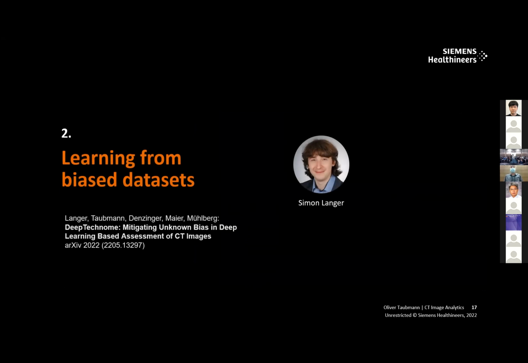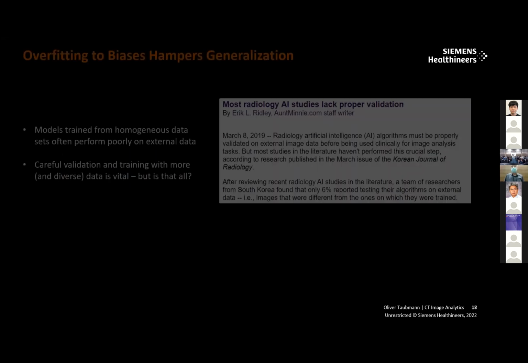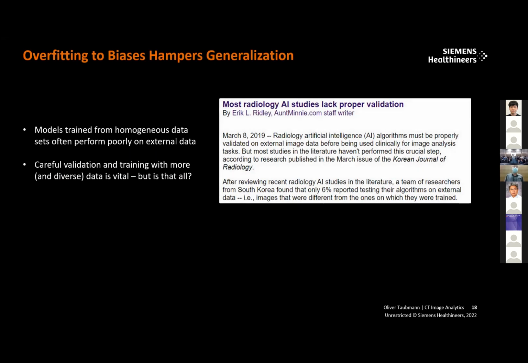So for the second part, I would like to start by talking about bias a little, and this is work by my former student, Simon Lange. And I think we've all seen it reported often enough that many models are trained from data that is too homogeneous, and then those models perform poorly on external data, which also means in practice. And of course, it's very important to carefully validate and to train with more and more diverse data.